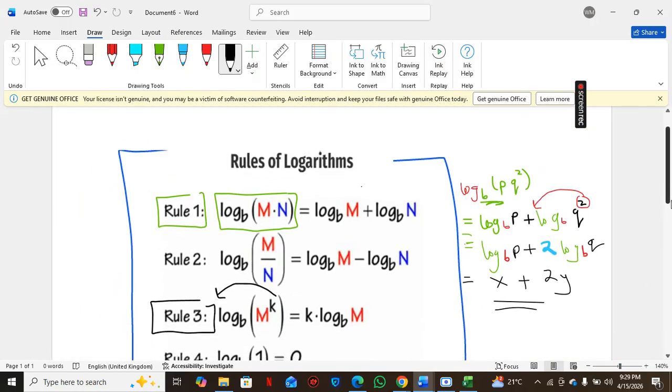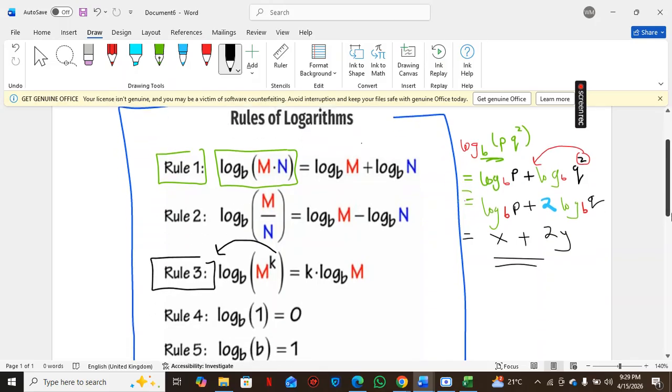Okay, colleagues, any questions? So the secret of these questions is just knowing the rules of the logarithms. You just need to know the rules of the logarithms to apply them to simplify things. Any questions before we move to B?